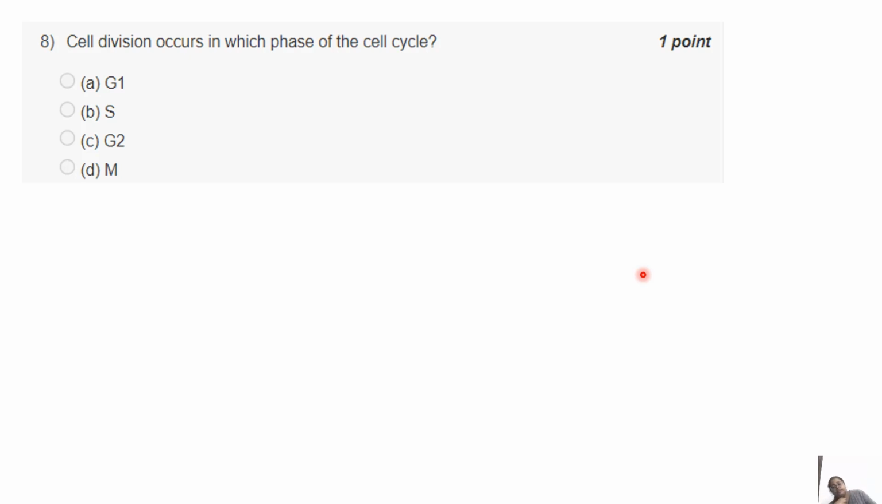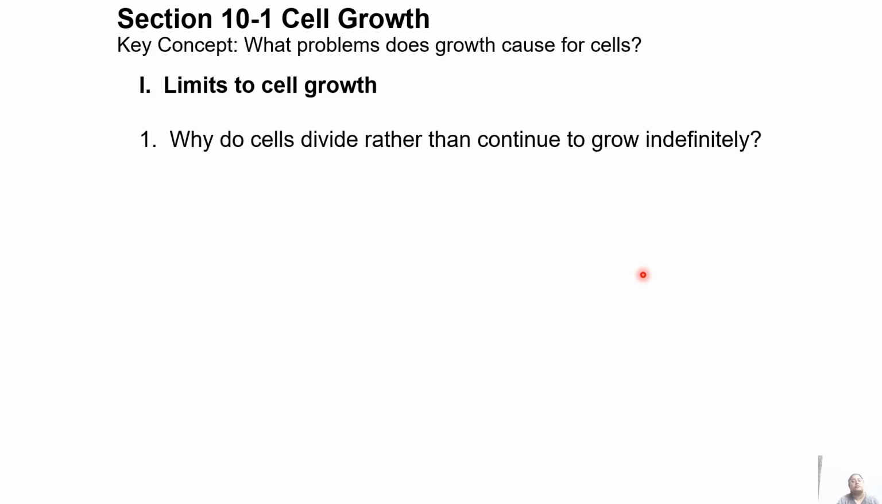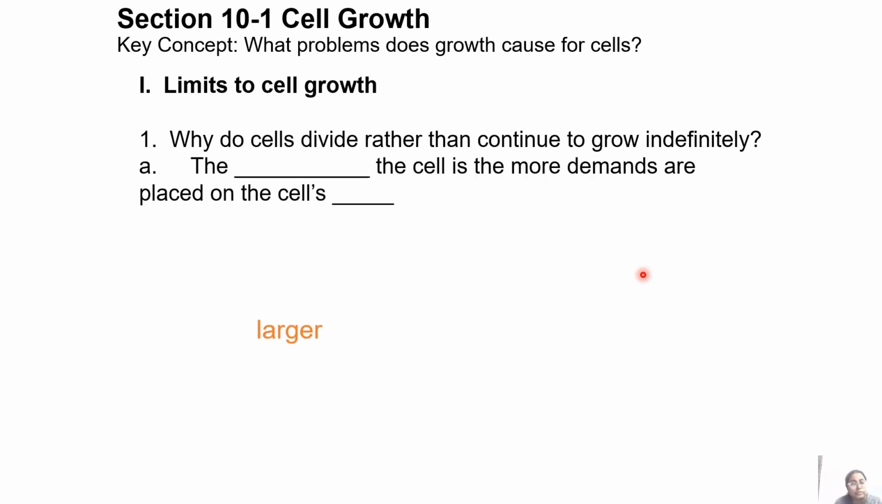Yes, you're right. Cell division occurs in M phase, the mitotic phase. But the other phases are also equally important, if not more, and we'll discuss all these cell cycle phases in this question. So, what is the key concept? What problems does growth cause for cells? Why do cells divide rather than continue to grow indefinitely?